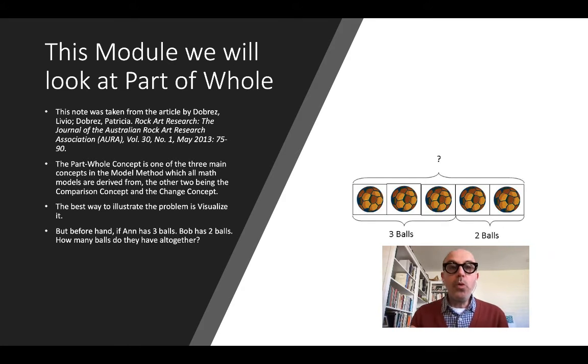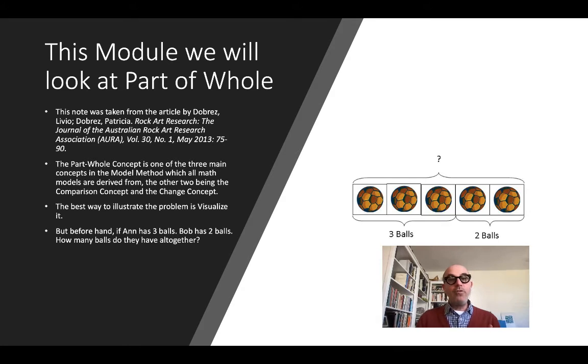So in this module, we are going to look at part of the whole. The term comes from the idea that it consists of three concepts of the model method, which is a model that is derived from the idea of concept and the change of the concept.